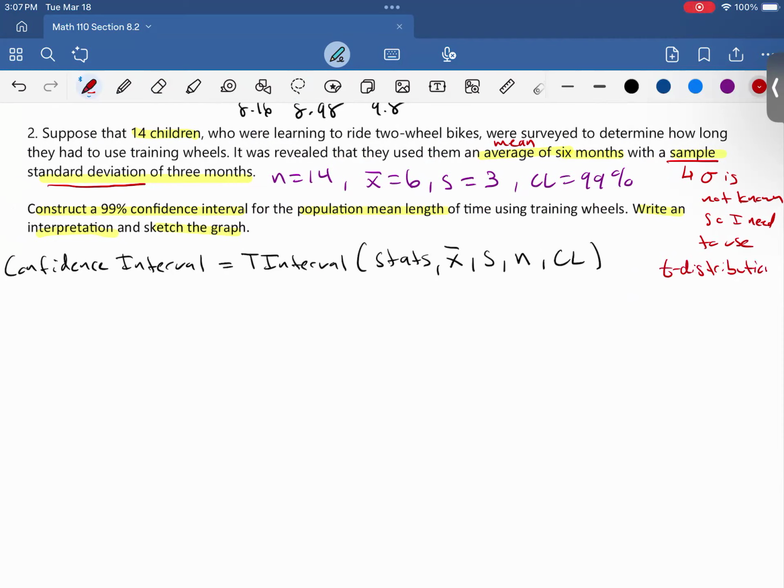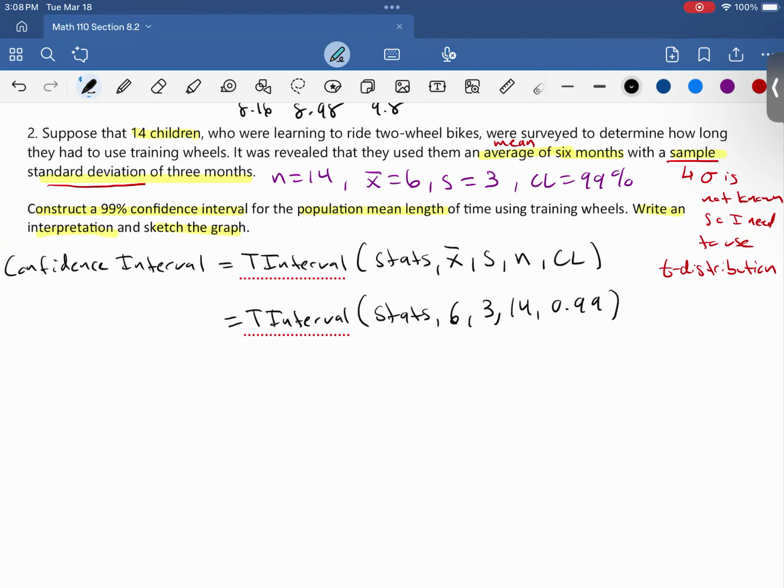That's why I need to use T interval, because we're only given the sample standard deviation. But let's go ahead and carry this out. So I would have T interval, still stats. My sample mean is 6, sample standard deviation is 3, sample size is 4, confidence level is 0.99.